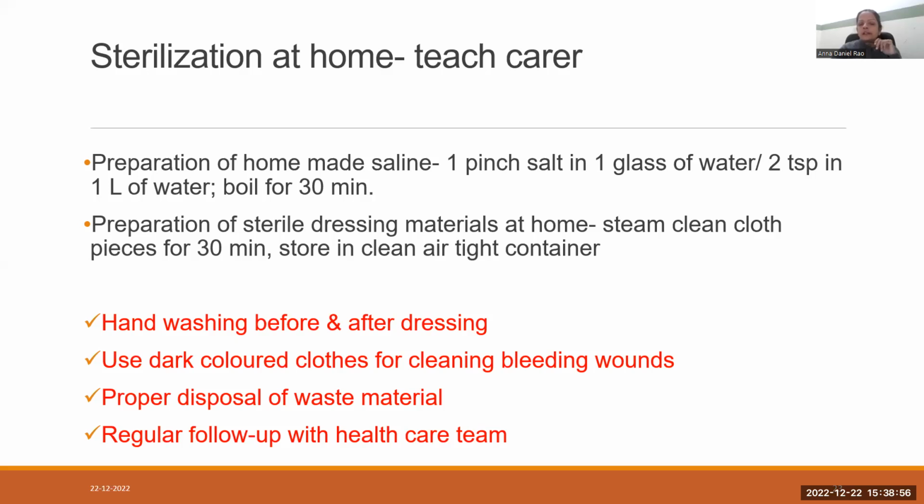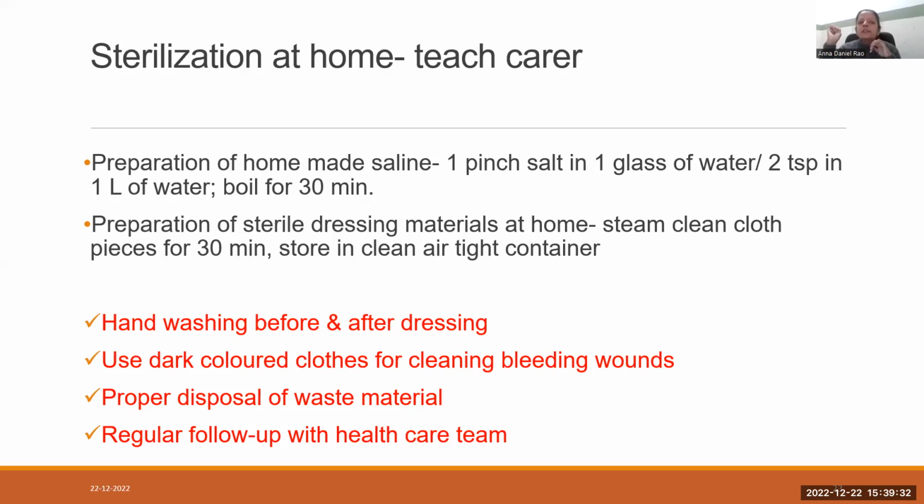And preparation of sterile dressing. How to go about it? Cut the soft clothes, whatever are available, they should be, of course, washed nicely and dried under sunlight. Then cut into pieces, and then you can place it over the mesh-like vessel, okay, over the steam in a closed container, and keep it for 30 minutes, and then store this dressing material in an airtight container, so that will suffice the purpose.